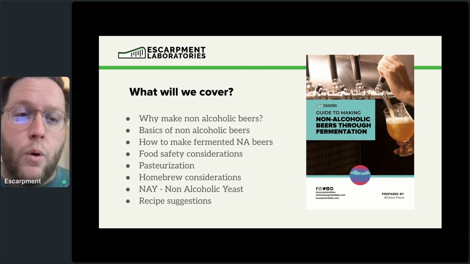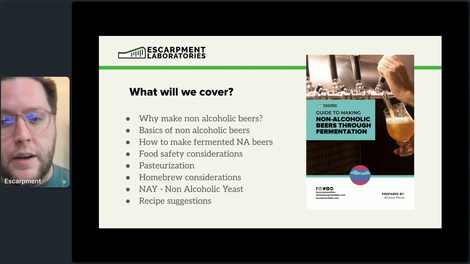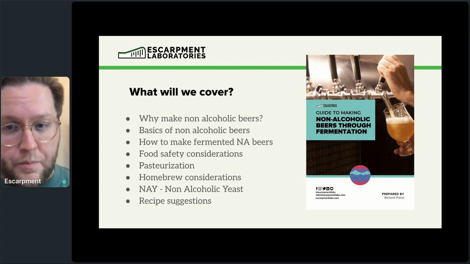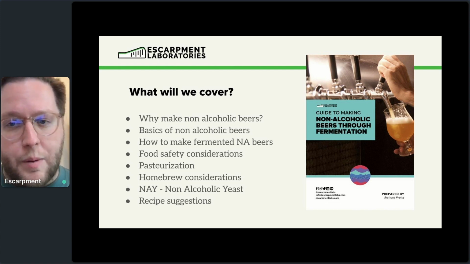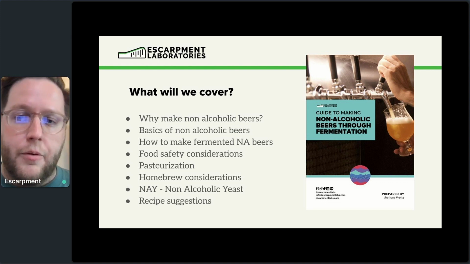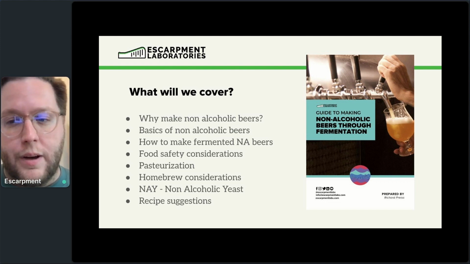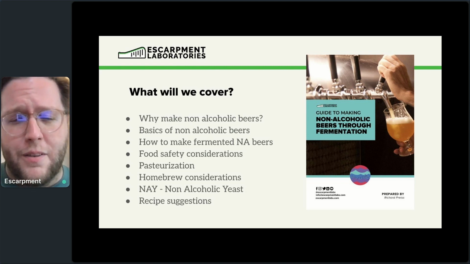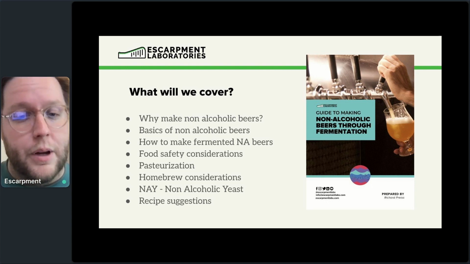And all of this and more is based on our guide to making non-alcoholic beers through fermentation. That's a little guide that we put together this winter. You can go on our website, download that guide. It should give you a lot of information you can use. It also has a bunch of recipes at the end as well, because that's one of the first challenges with NA: where do I start, right? I'm making this low gravity beer. It's weird. So we help break that down.